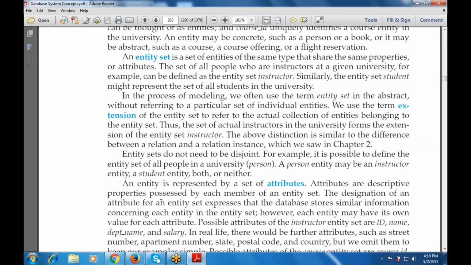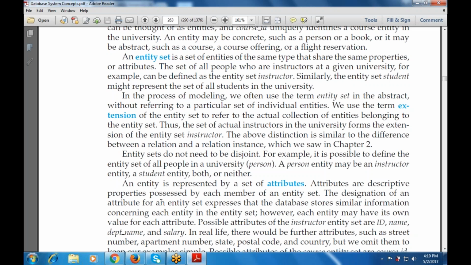Each and every entity is represented by a set of attributes. Attributes are descriptive properties possessed by each member of an entity set. The designation of attributes for an entity set expresses that the database stores similar information concerning each entity in the entity set. However, each entity may have its own value for each attribute. For example, the possible attributes of the instructor entity set are ID, name, department name, and salary.